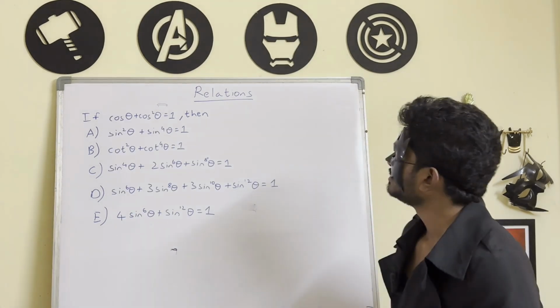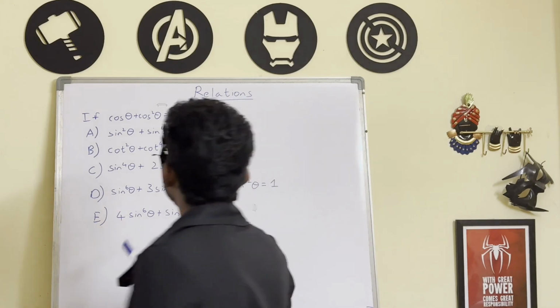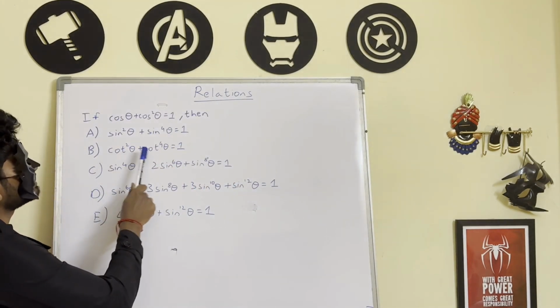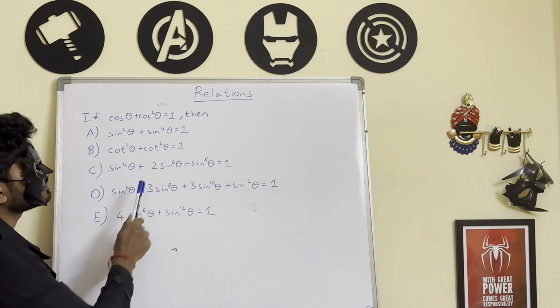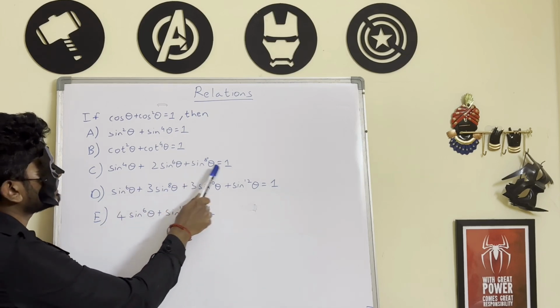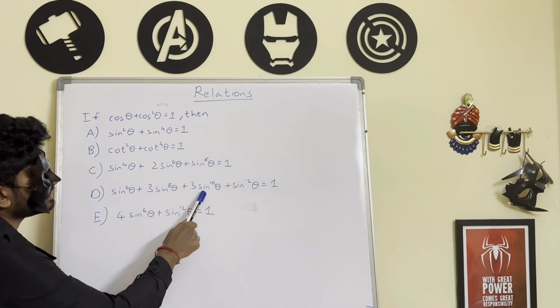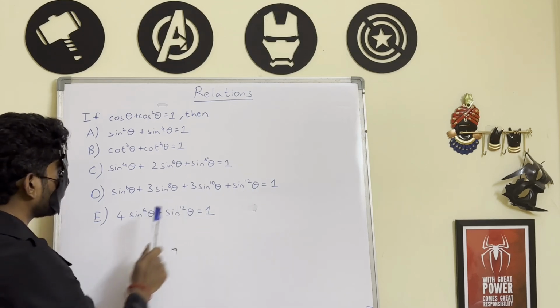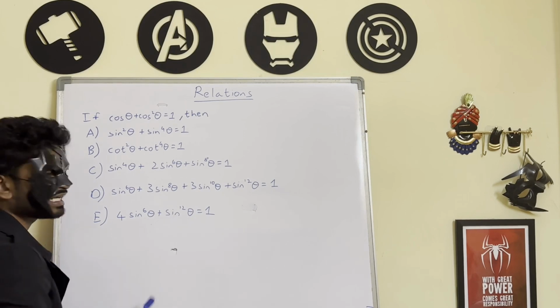So similarly superhumans, if cos theta plus cos square theta is equal to 1, then sin square theta plus sin power 4 theta is equal to 1, cot square theta plus cot power 4 theta is equal to 1, sin power 4 theta plus 2 sin power 6 theta plus sin power 8 theta is equal to 1, sin power 6 theta plus 3 sin power 8 theta plus 3 sin power 10 theta plus sin power 12 theta is equal to 1, 4 sin power 6 theta plus sin power 12 theta is equal to 1.